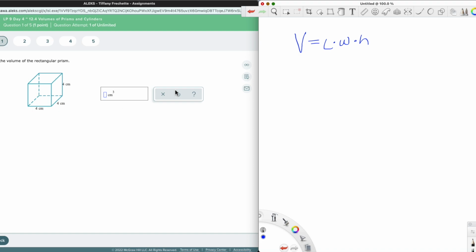So in this case, it's 4 times 4 times 4. But if I remember, this is just a little trick. If you have a cube, you can just say it's the side cubed. So it's just another way to remember that.